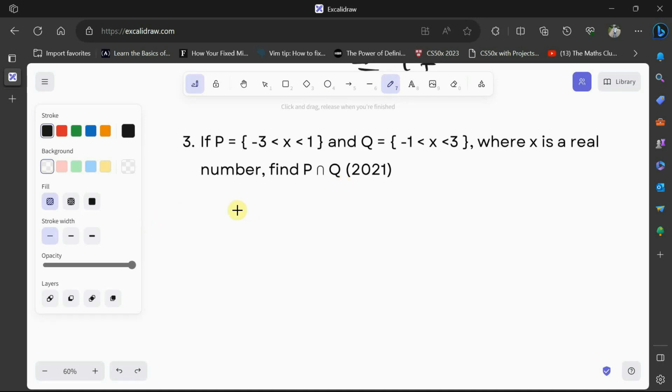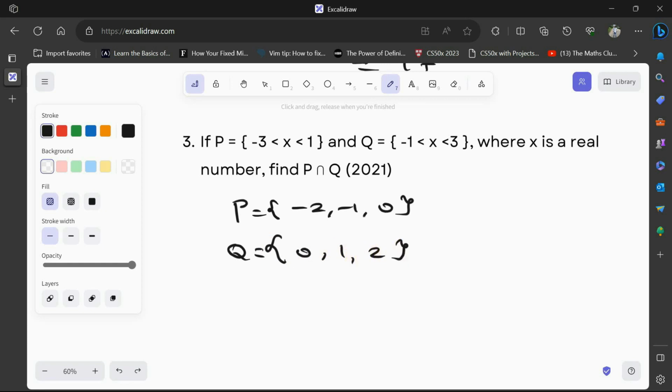So as I stated before, if I wanted to list out the elements in P, that is from minus 2 to 0, because minus 3 and 1 is not part of it. So that will be minus 2, minus 1, and 0, right? And if I wanted to list out the numbers in Q, this would be 0 to 2, because minus 1 and 3 is not included. So this would be 0, 1, and 2, right?